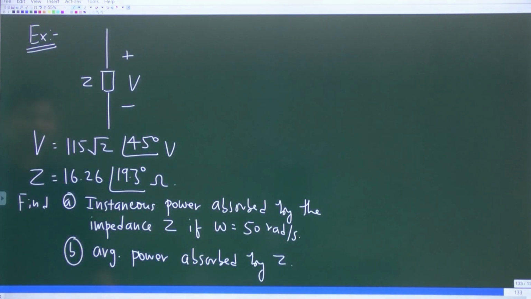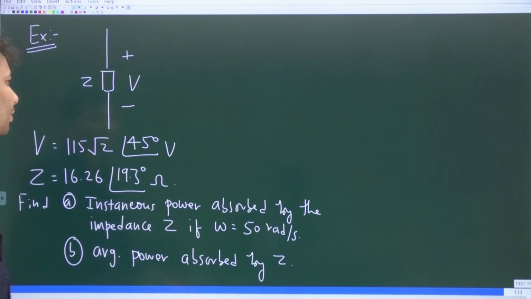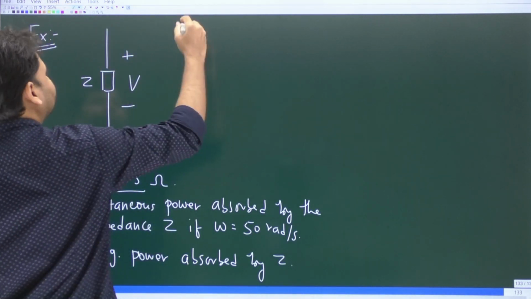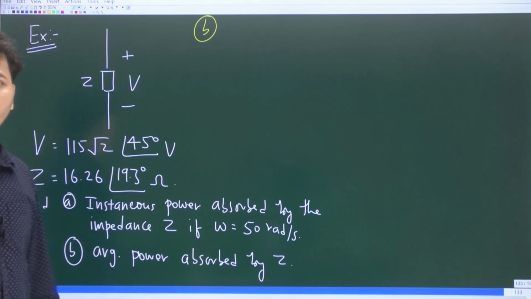So we have an impedance which is given in polar form as 16.26 at an angle 19.3 degrees, and the phasor voltage is also given. Given the phasor voltage and the impedance, you should find two things. First, the instantaneous power absorbed by the impedance Z. Second, the average power absorbed by Z. First we will answer the B part, then we will go to the A part.